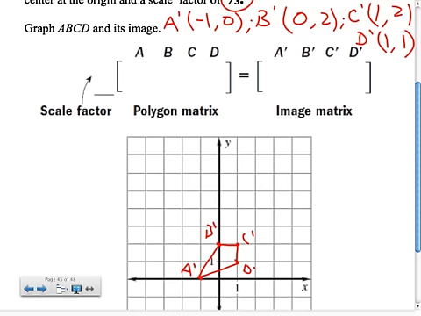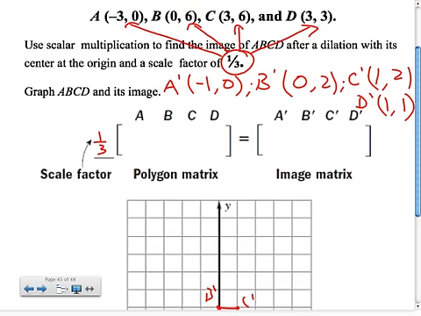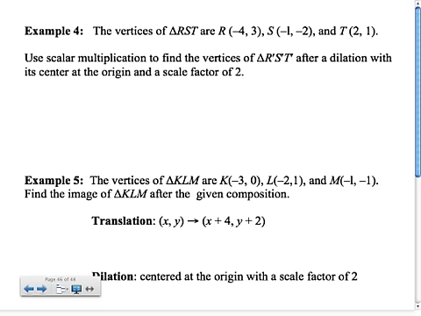Honors geo, what you're going to have to do is, okay, the scale factor is 1/3. You're going to have to put this polygon in a matrix. So in other words, A is -3, 0. B is 0, 6. C is 3, 6. D is 3, 3. And you're going to end up doing the same thing, except now we're going to use scalar multiplication. So the 1/3 goes to every single guy inside. So you end up with -1, 0, 0, 2, 1, 2, and 1, 1, and you'll notice those are all the same points anyway. So again, it's just a different way of doing it using matrices.